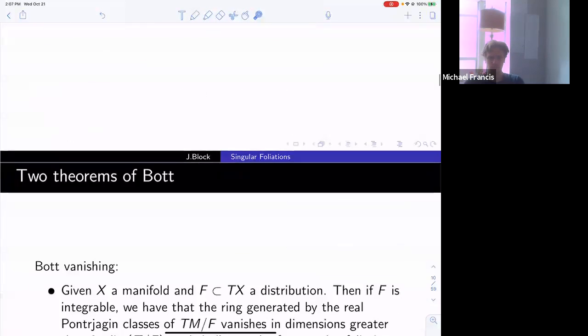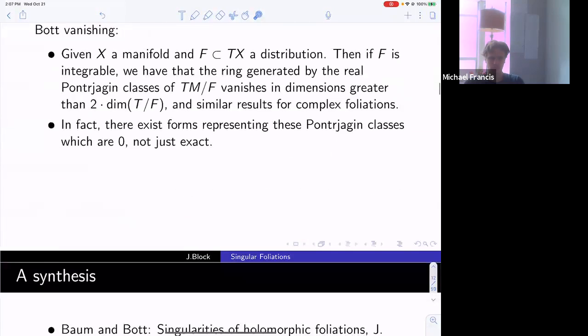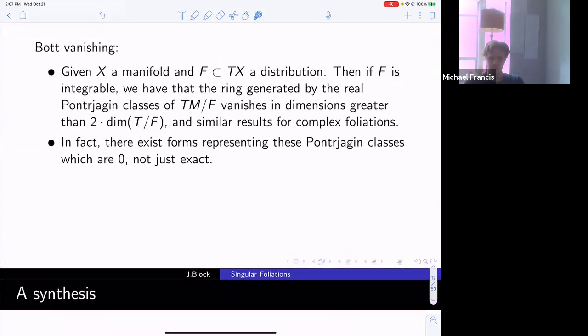Okay, the other theorem I want to mention is probably better known, the Bott Vanishing Theorem, which just says that you have a manifold with a distribution, then if it's integral, the Pontryagin classes of the normal bundle, T mod F, vanish above a certain degree. And in fact, it's a stronger statement than that. You actually get the forms representing the characteristic classes themselves vanish, that they're not just zero in cohomology, that the forms representing them are zero.